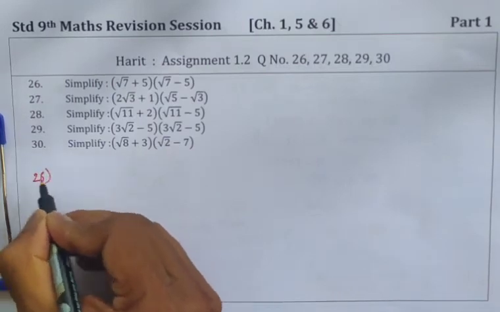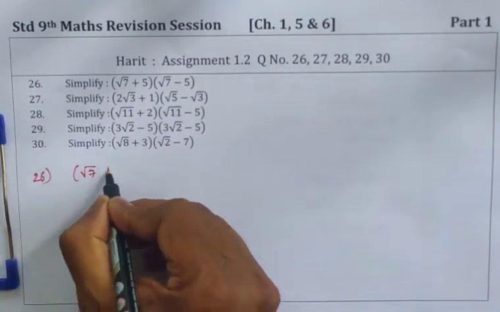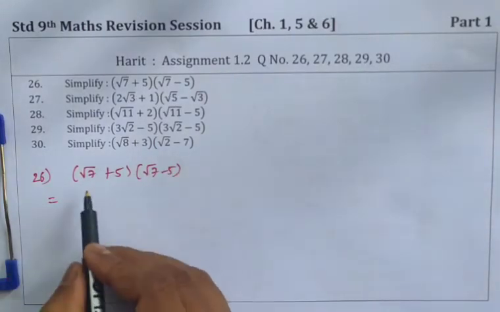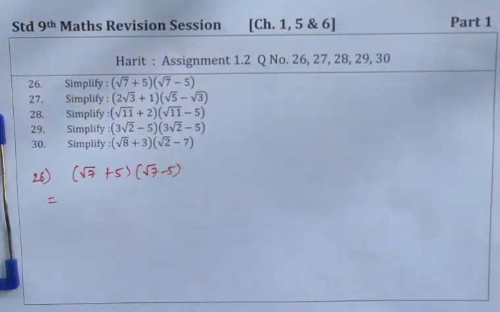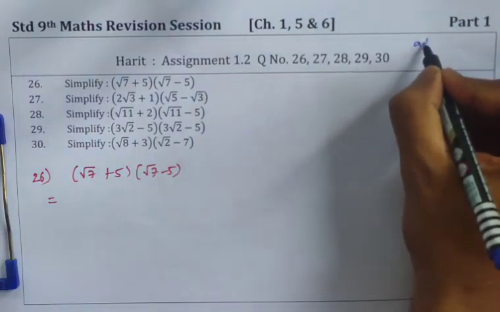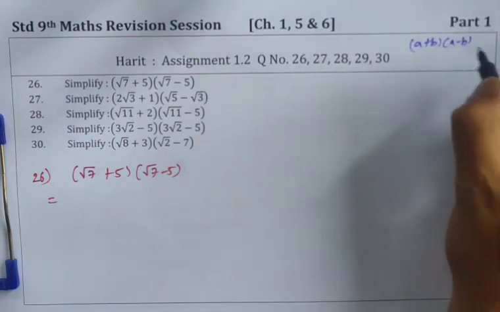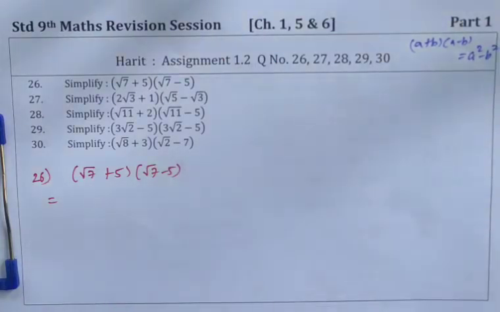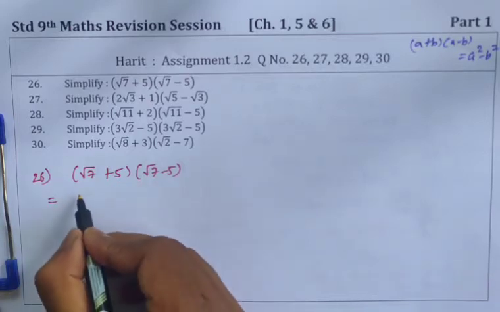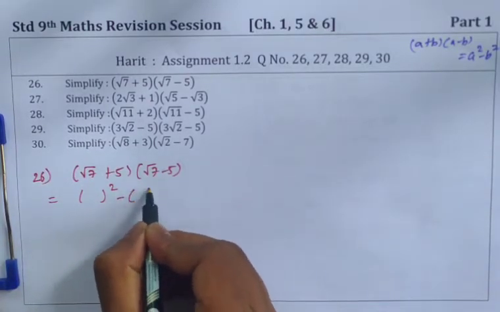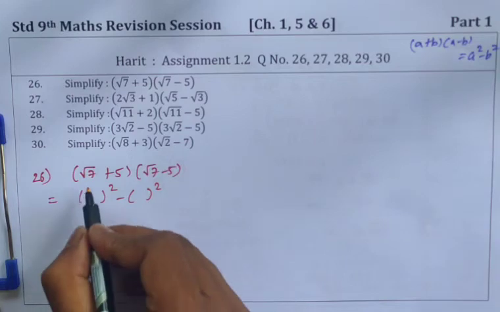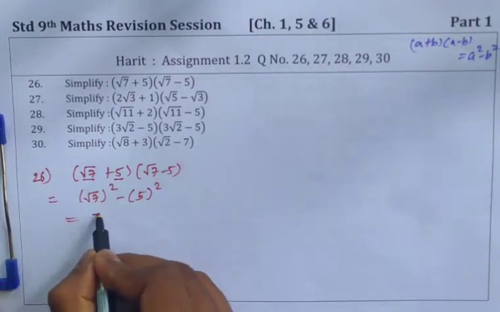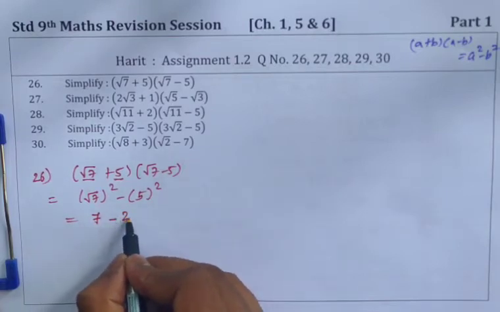Anyway, 26. Root 7 plus 5 into root 7 minus 5. Children, this is simply A plus B into A minus B expansion, which is A square minus B square. वही expansion है, सादा simple. So we can write first term square minus second term square. A square minus B square. A क्या है? root 7. B क्या है? 5. Root 7 square is 7 or 5 square is 25.